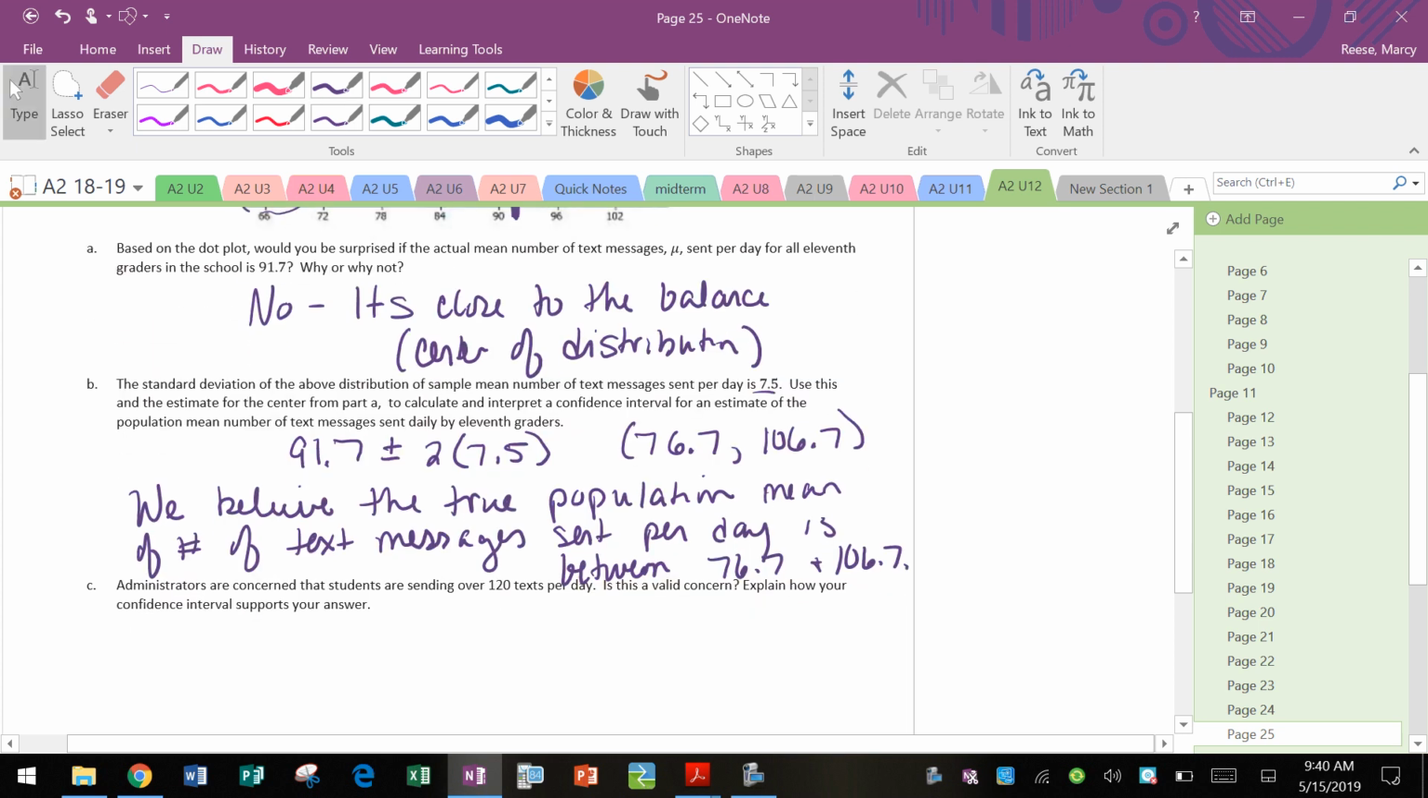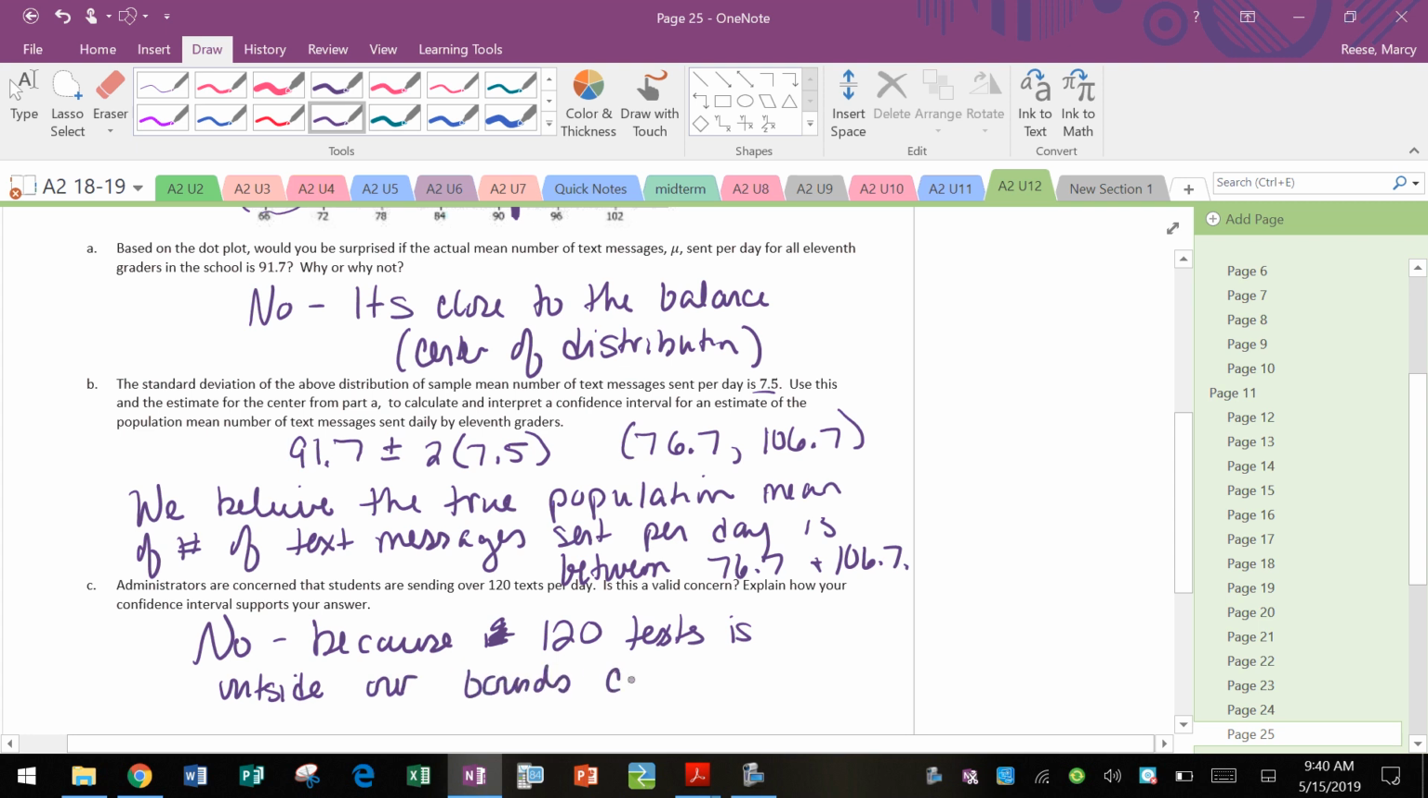Administrators are concerned that students are sending over 120 texts per day. Is this a valid concern? Does 120 fall within our range? No. So we're going to say no. They're wrong. Because, let's be specific, 120 texts is outside our bounds of the confidence interval. Right? It's outside that range.